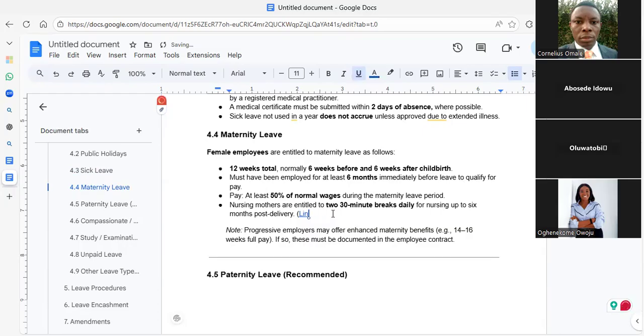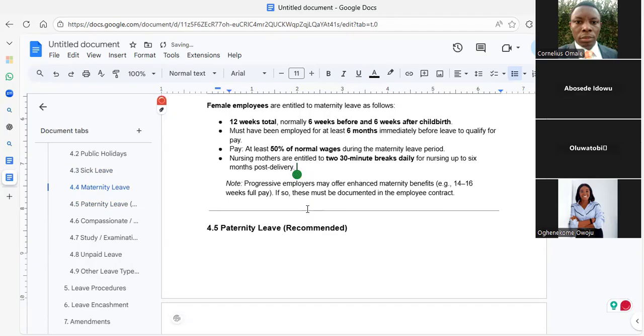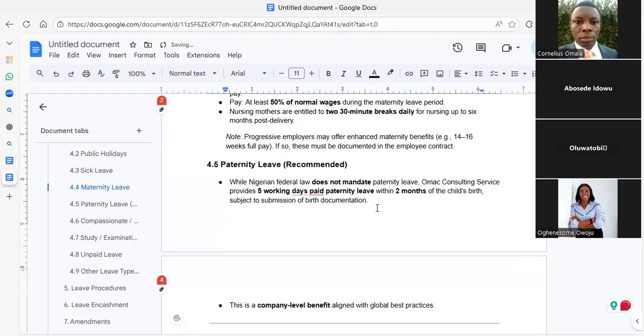Nursing mothers are entitled to a 30 minute break daily. For example, what we used to do is that if the resumption time is 10:30, they can come at 11 o'clock, or they leave before 5 o'clock, the closing hour. So they are entitled to that. You must give them. The labor law gives that allowance, please.